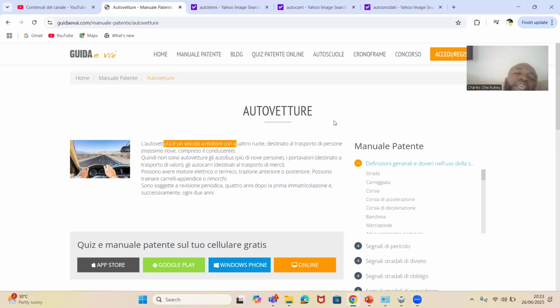Now, watch. They say that vehicle must have an engine with at least 4 wheels. And do you know that autovettura are destined to transport persons, not goods. And the maximum seats there is 9, including quello del conducente. Simple. Now watch. Quindi, non sono autovettura. The following are not autovettura. They say autobus is not an autovettura.